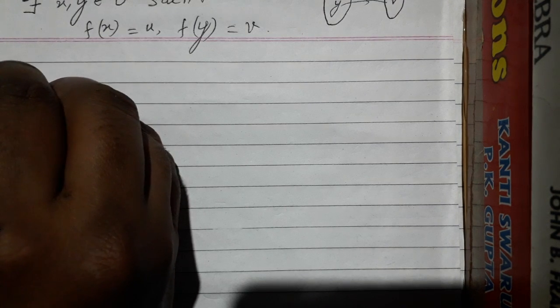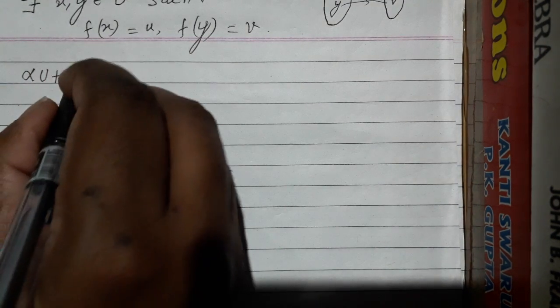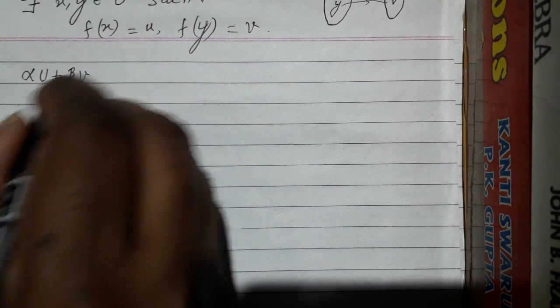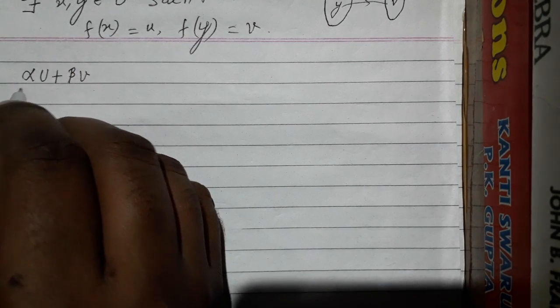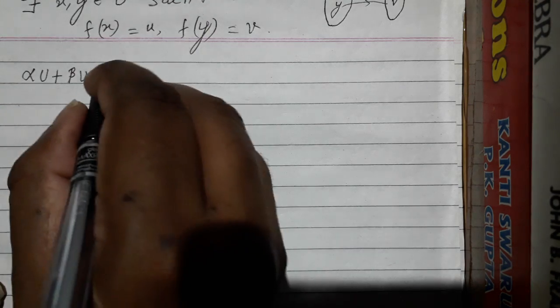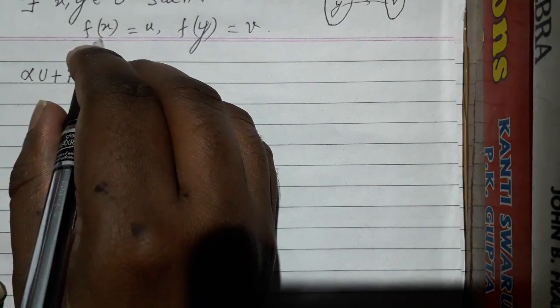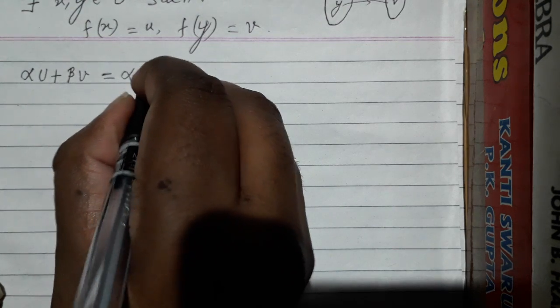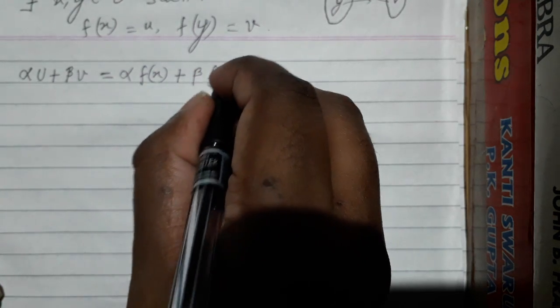Now we'll take this alpha u plus beta v. I have to show that it belongs to image F. This is equal to alpha times u, and u is f of x, so alpha f of x plus beta v, which is f of y.